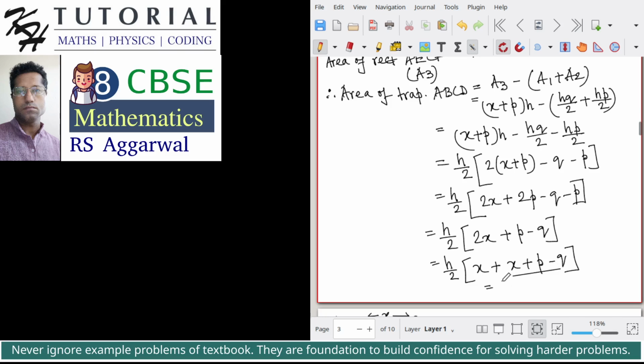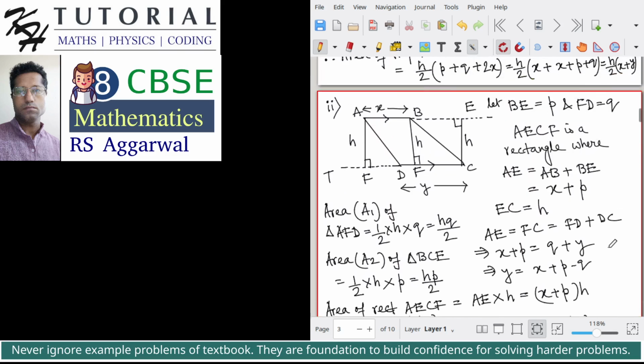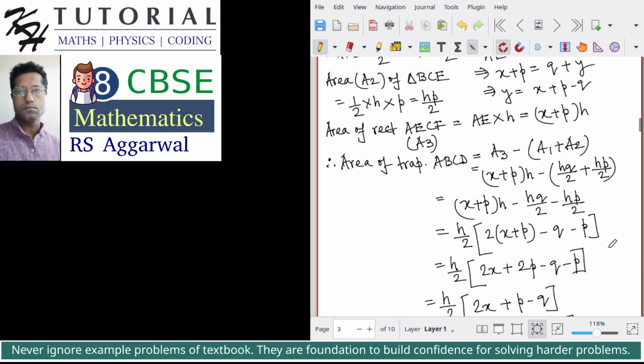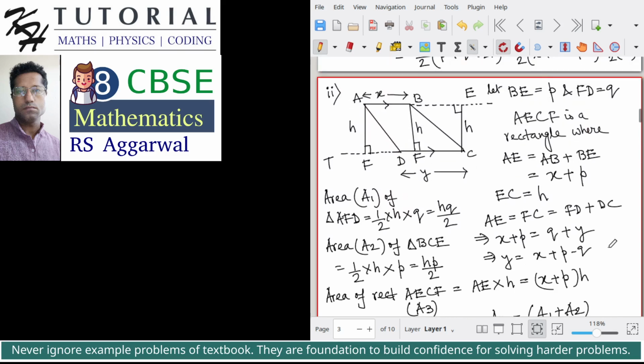So this is equal to H by 2 multiplied by X plus Y, since Y is equal to X plus P minus Q. So we are having the same result, that is the half into altitude multiplied by the sum of the length of the bases. X and Y are the length of the bases of the trapezium. Okay. So this was the proof of the same formula, where the shape of the trapezium is a little bit different.